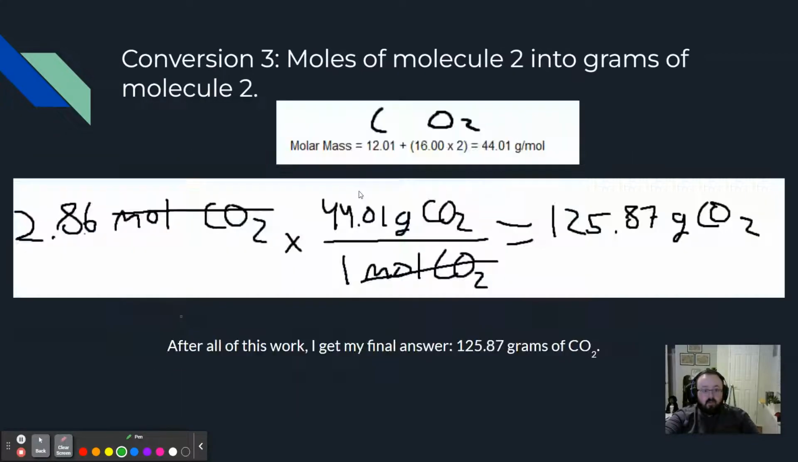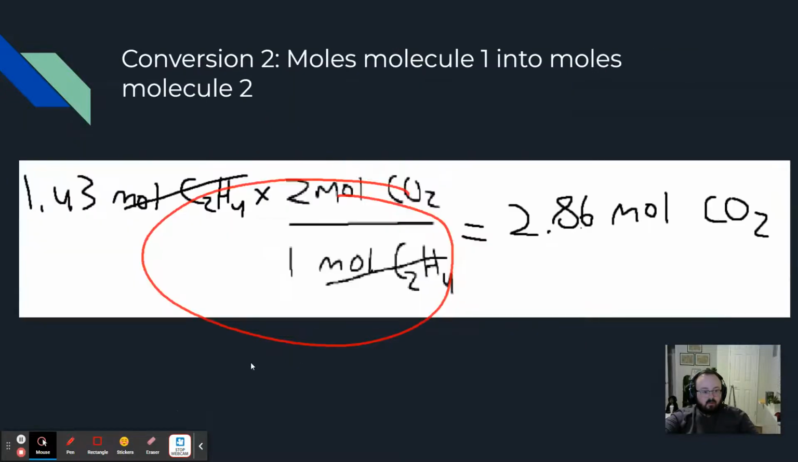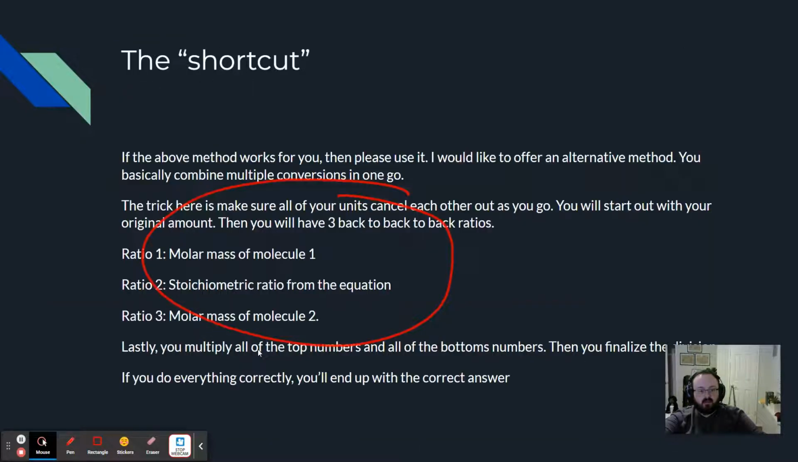Okay? The way that you can do this all at once is by basically just having these 3 conversion factors all at once. So I have this conversion here, this conversion here, this conversion here. Circle doesn't work that well. And this conversion here. All of that stuff, you can line those things out back to back to back and get the same answer. Alright, so here's my shortcut. Okay. The trick is to make sure that all your units cancel out as you go.